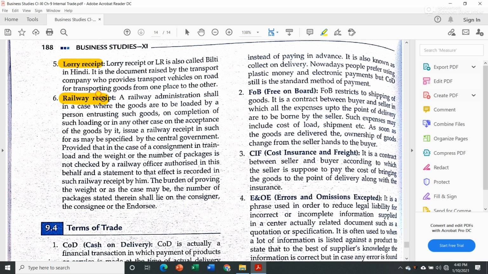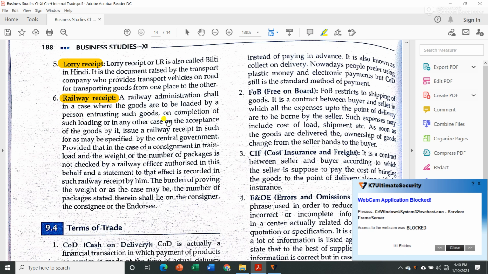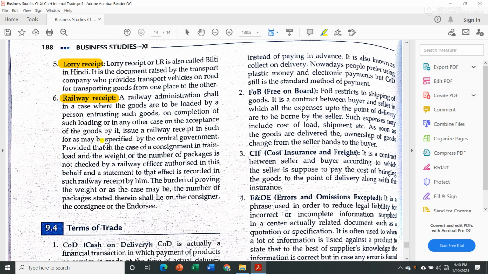Then the next one is the railway receipt. When you deliver goods through transport, they will give you a lorry receipt. But when a railway administration accepts goods, or the goods are loaded by a person entrusting such goods, on completion of such loading, it issues a railway receipt in the form prescribed by the central government. When you send goods through railways, by train, at that time you will receive one railway receipt. Just understand the meaning, you don't have to go in deep.